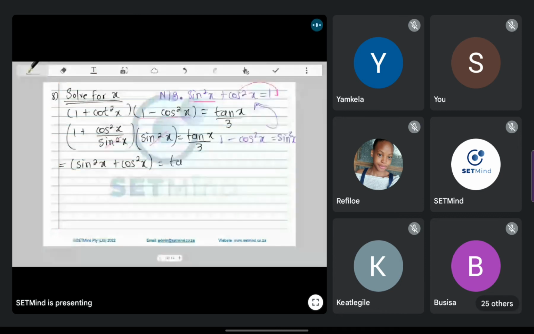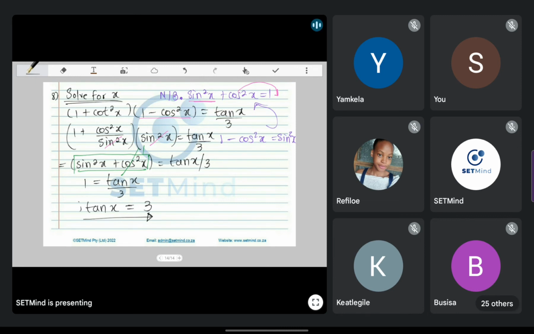But wow, guess what? This is a good one. You know this from matric, it is simple stuff. So this is a 1. So which means essentially what I have is simply 1 is equal to tan x over 3, and this essentially means tan x is equal to 3. And then you can take it from here.